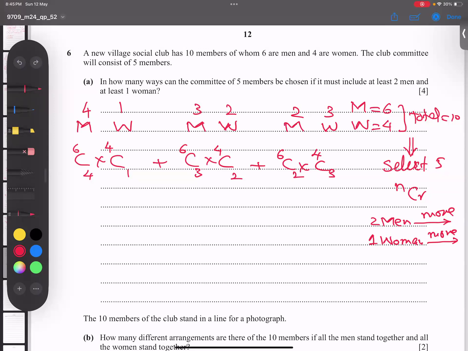And I am going to type in the calculator, wait a minute: 6C4 into 4 plus 6C3 into 4C2 plus 6C2 into 4. The answer is coming. Let me recheck again. Yeah, the answer is 240. Yes, 240. Okay, so this first question is over.